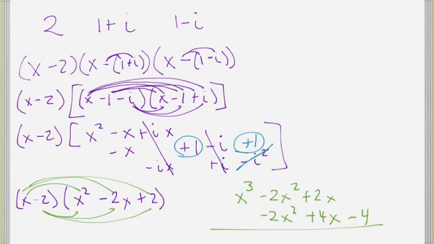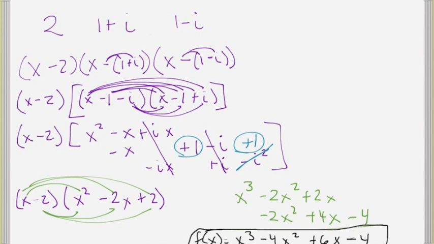And I combine up like terms to get x cubed minus 4x squared plus 6x minus 4. And our problem told us to call it f of x. And that's our answer.